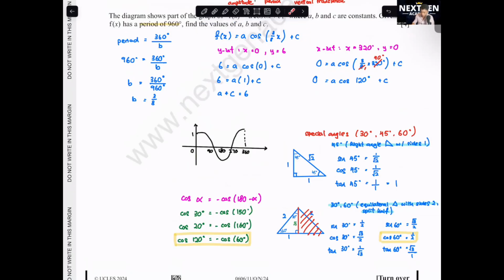Now we said that cos 120 is equal to negative cos 60 degrees. That means here we're going to say A times negative cos 60 degrees plus C, which is negative 1 over 2. So here 0 equals negative 1 over 2 A plus C. Fun times, this one. We have two equations right now: equation 1, equation 2. Let me just put the equals 0 behind.